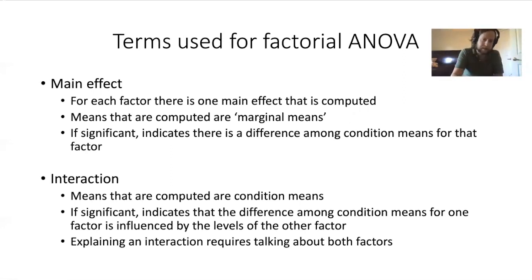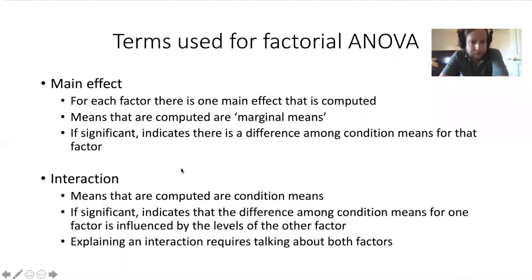When you have 2 or more factors, there are lots of means to be compared, and we can compare those means in different ways. Those different ways of comparing the means are categorized by these 2 terms here, main effect and interaction. I admit these terms are difficult to define in a way that helps students really understand what they mean. I have the definitions here and you can read them.